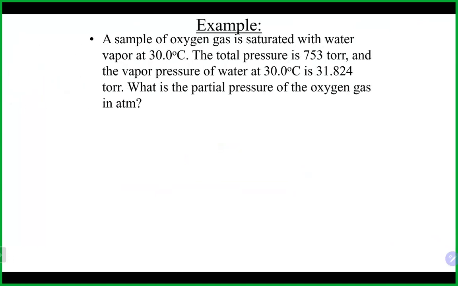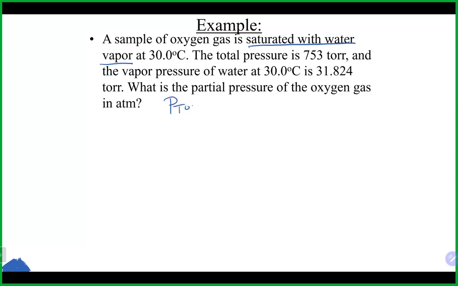So why don't you try one here? A sample of oxygen gas is saturated with water vapor at 30 degrees Celsius. The total pressure is 753. What is the partial pressure of oxygen if the vapor pressure at 30 is 31.824? Saturated with water vapor. That again tells you basically you collected that gas over water and you do need to kind of correct for it.